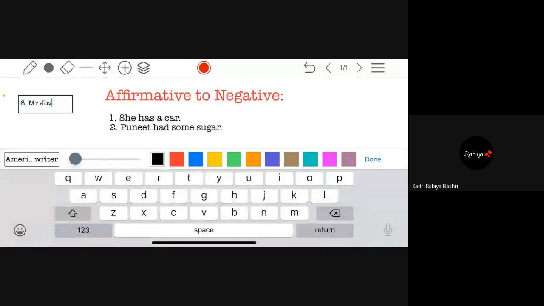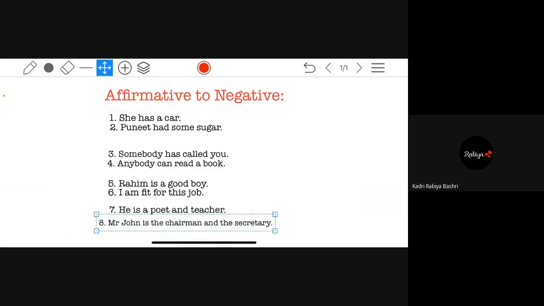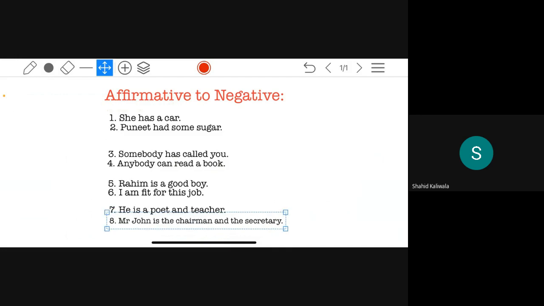Next. Mr. John is the chairman and the secretary. Change it to negative. Mr. John is neither chairman nor secretary. Okay. Mr. John is neither a chairman nor a secretary. Right.